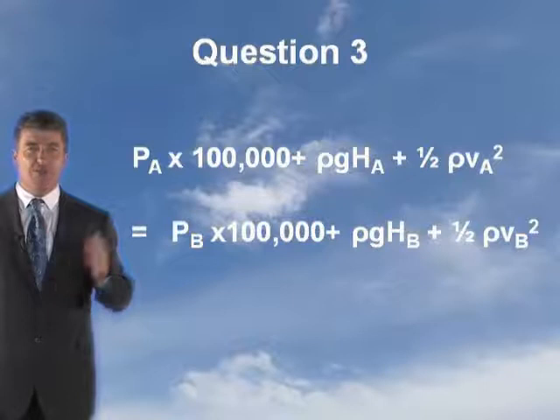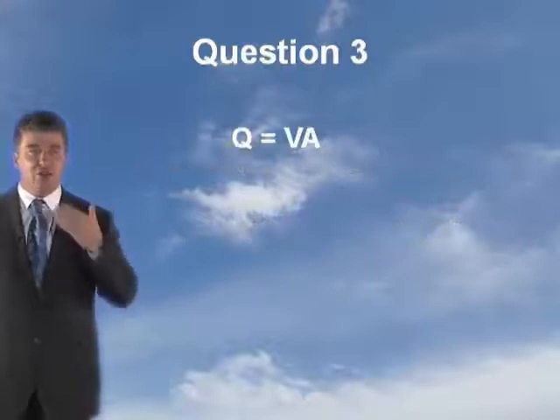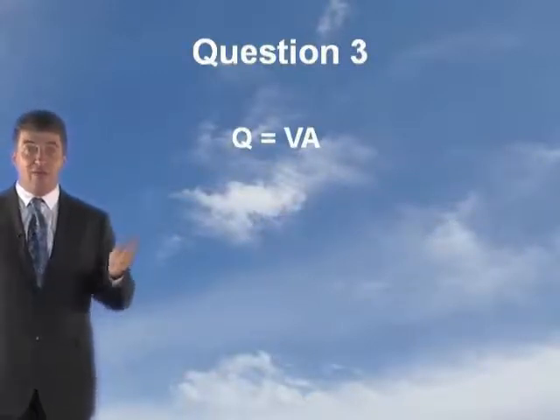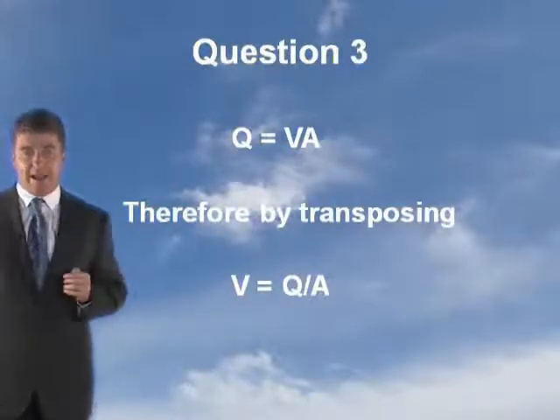Next, we need to determine the velocity energy of the water using the continuity equation. So don't forget, we need to know the continuity equation. Now that is Q equals VA. And therefore, by transposition, V equals Q divided by A. Now, first of all, let's determine the velocity energy at point A. Don't forget, you've got to convert to SI units straight away.